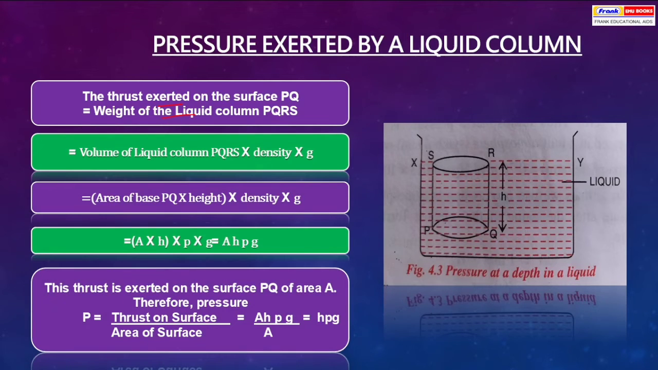So the thrust is exerted on the surface PQ of area A. Therefore, pressure will be thrust on the surface divided by the area of the surface. A h ρ g by A equals h ρ g.